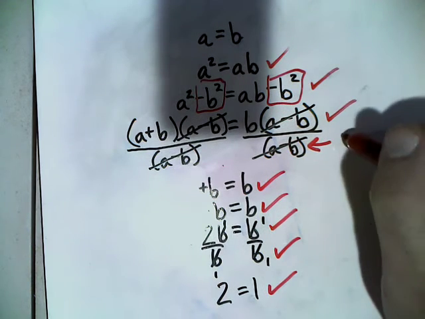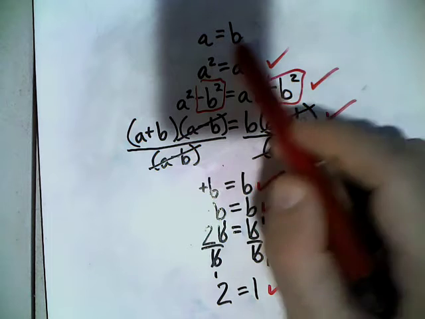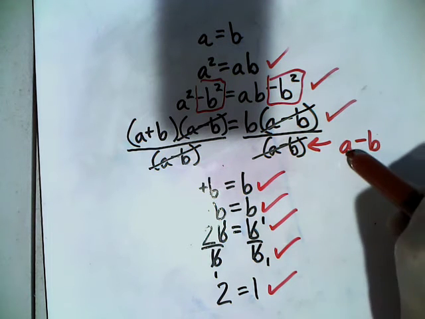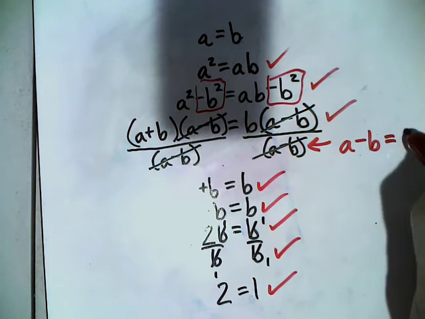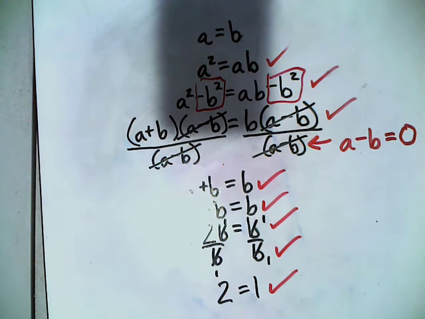You see, ladies and gentlemen, the trouble is a minus b. Because if a and b are equal, that means this is something minus itself. This means it's 0. And that's where we run into trouble here, is we can't divide by 0.